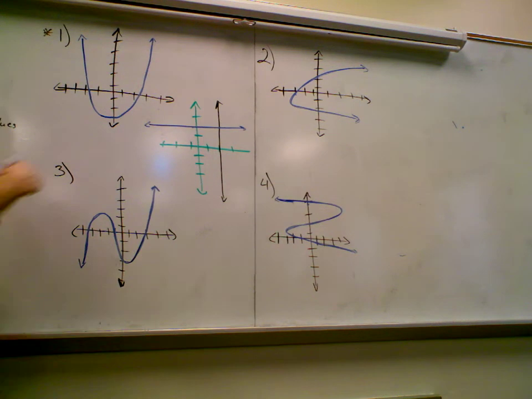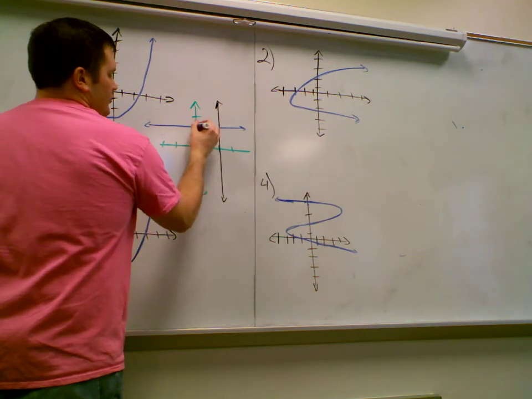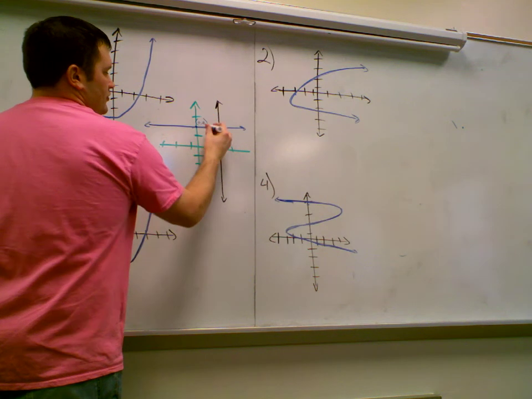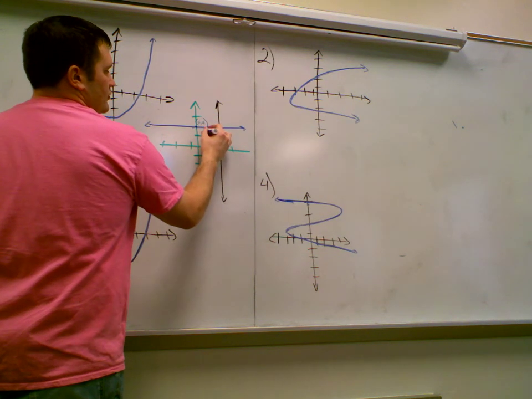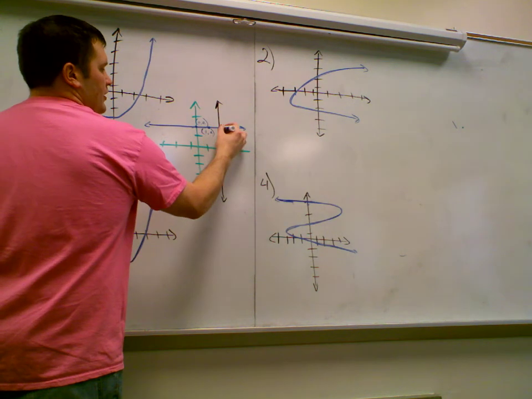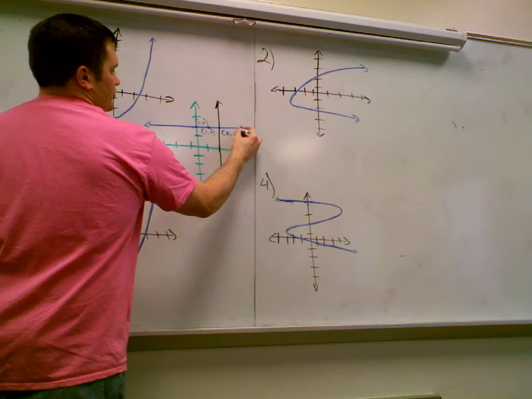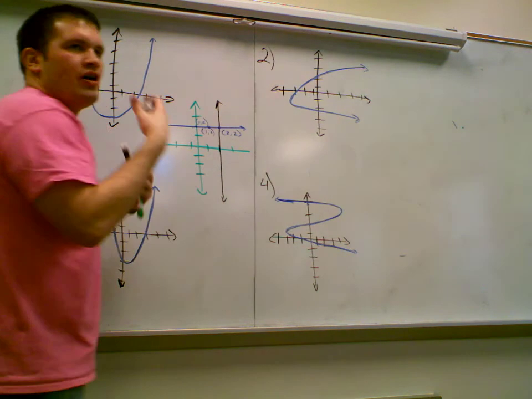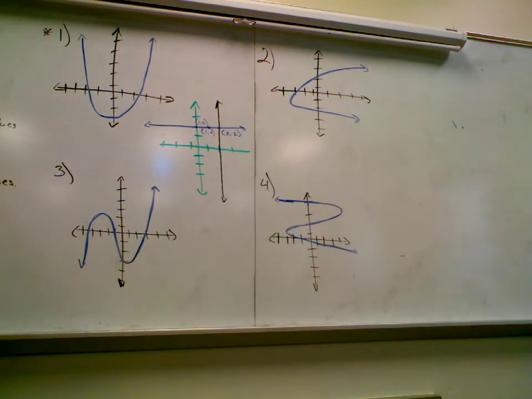Let's plot some points. What's this point right here? 0, 2, right? What's this point? 1, 2. What's this point? 2, 2. So are those all the same x values? 0, 1, 2. No. This is a horizontal line, so all the y's are the same.